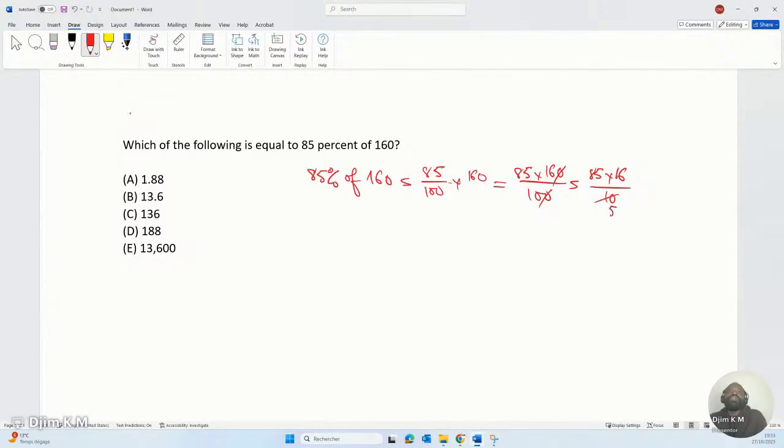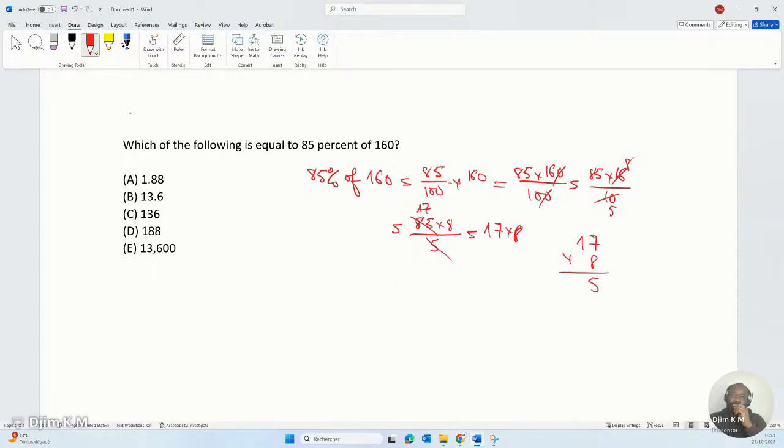If we simplify here by 2, this will be 85 times 8 over 5. Dividing 85 by 5, we have 17 here. So this will be 17 times 8.